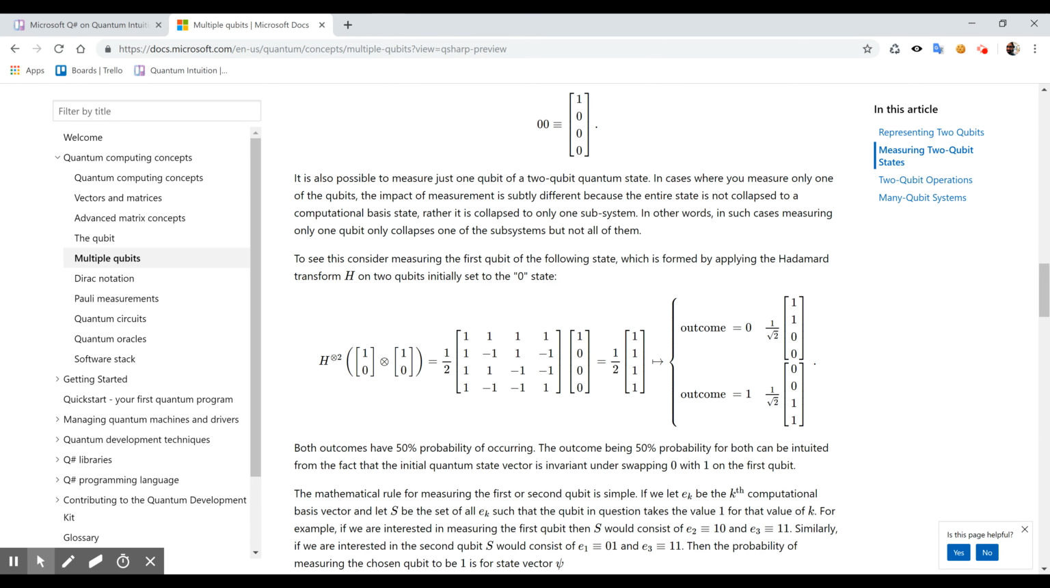To see this, consider measuring the first qubit of the following state, which is formed by applying the Hadamard transform on 2 qubits initially set to the 0 state. So this is 0, 0, and there's a Hadamard applied to each of them. Basically, the first portion is the Hadamard gate, and this is your state, which is 0, 0.